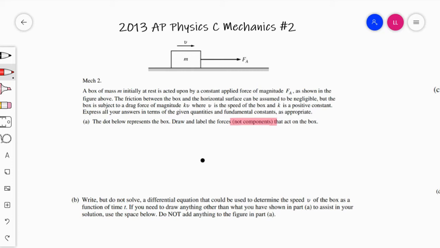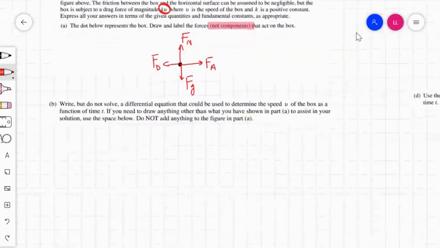Okay, so let's draw the forces. All right, we have our two standard forces, the normal force up and the weight down, typical of something on a surface. We have this applied force that they call Fa, and then we have our drag force, which they tell us is equal to kv, but we'll just call it F drag on our scoring free body diagram. And so now we're going to answer the rest of the questions.